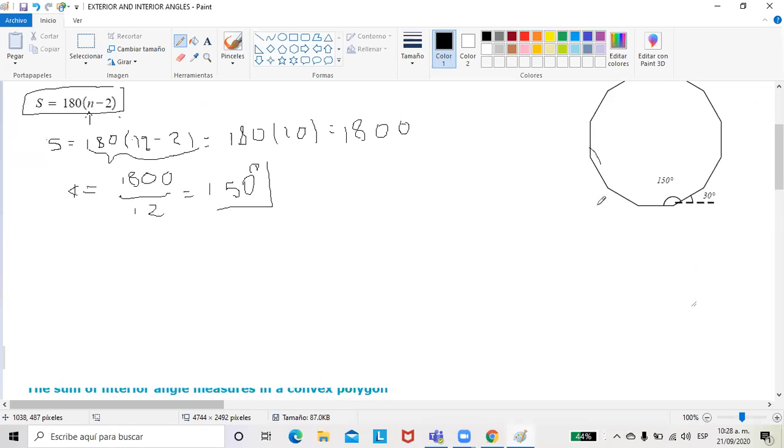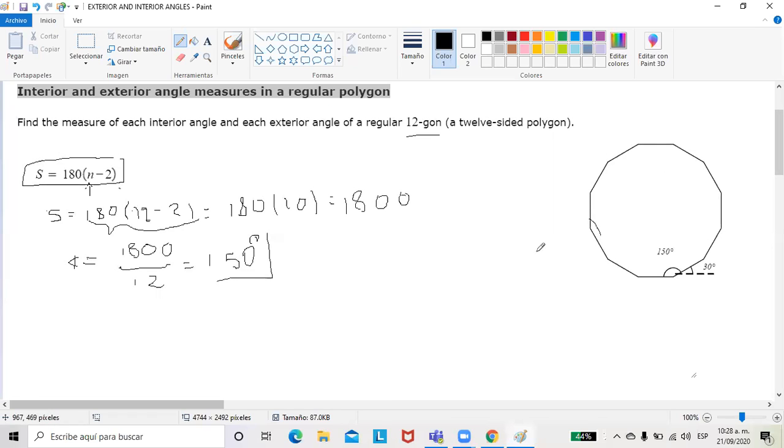So now we need to know the measure of the exterior angle. How do we do that? Well, that's very simple, because let's imagine this is an angle and we want this part from here. Remember that we talked about complementary and supplementary angles. If we know that the inner angle is 150, the exterior angle must be the supplementary.